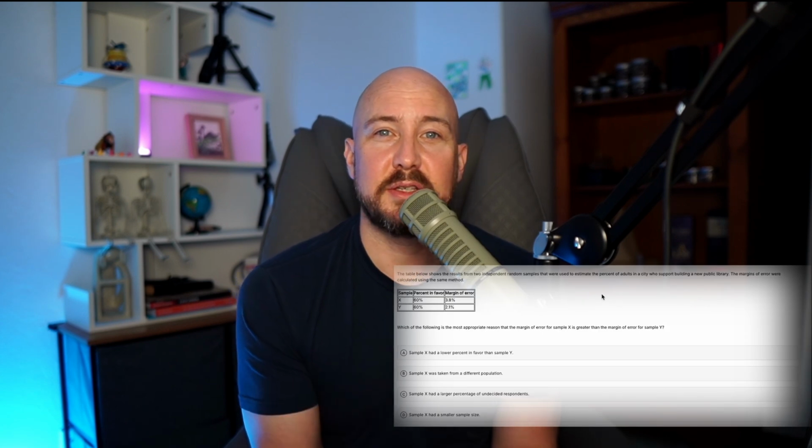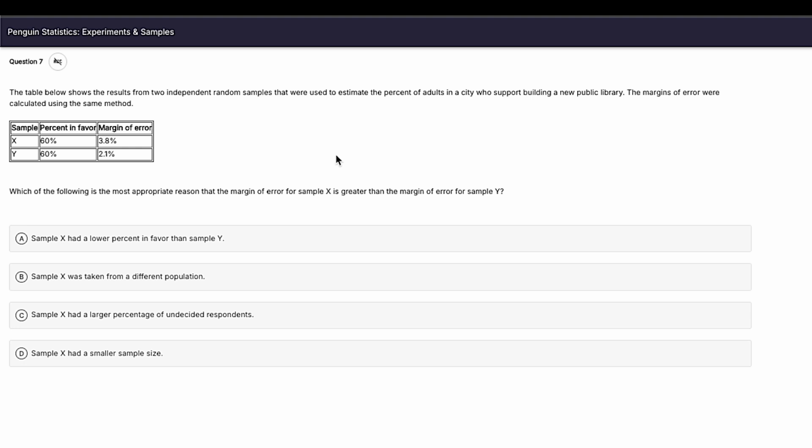Speaking of margin of error, every once in a while, you might run across one of these questions where you're asked to explain where it comes from. And this is what I'm talking about right here. It says, which of the following is the most appropriate reason that the margin of error for this sample is greater than the margin of error for this other sample? We don't really need to know what's going on here.